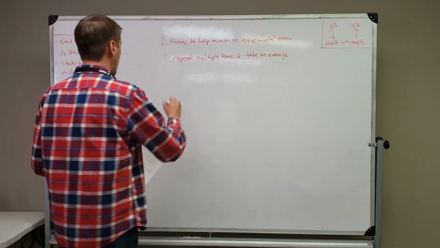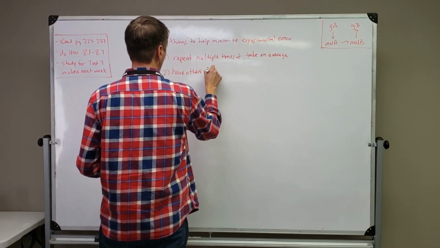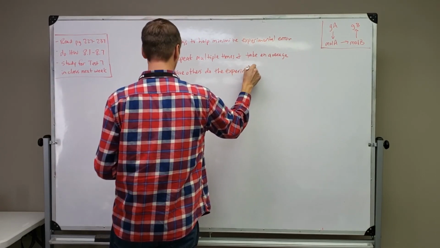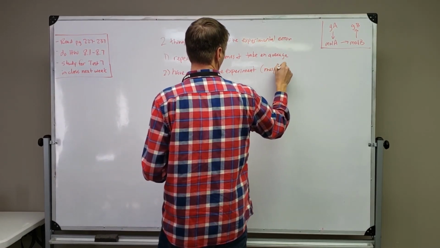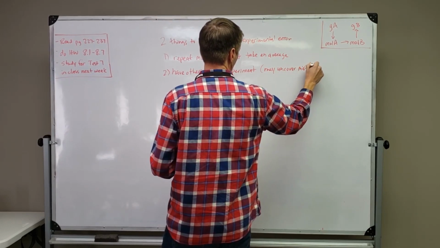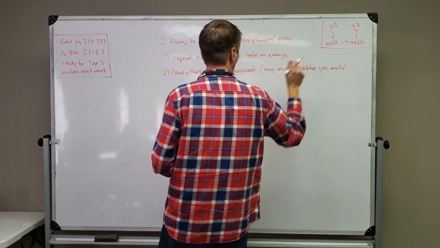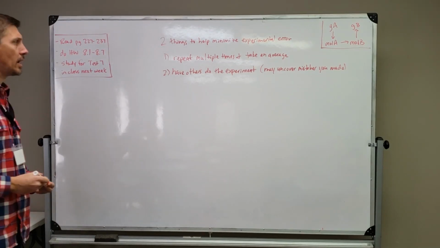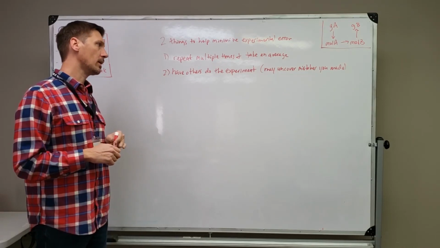Another thing that we can do is we can have others do the experiment. Because if we have others do the experiment, they may uncover mistakes you made. If you have someone else do the experiment you performed, then maybe you were making a mistake every time that you did it. And so having another set of eyes, another set of hands that are trying to do the experiment might reveal something that you did wrong.